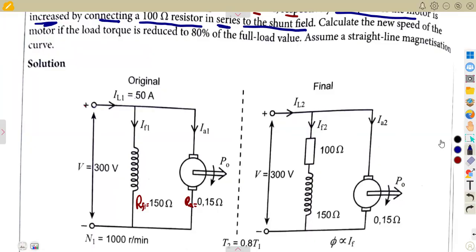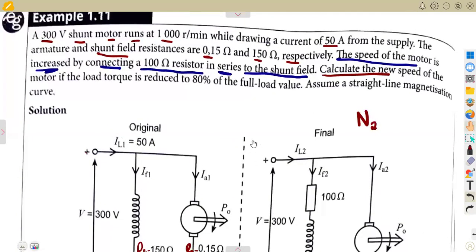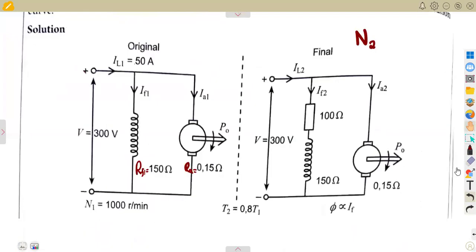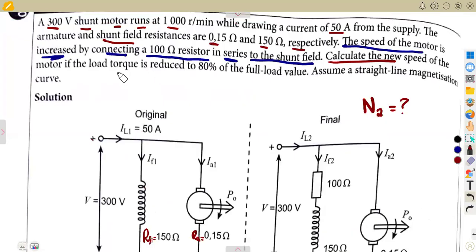All right, no problem. Let's continue because we talked about this. So the question was, calculate the new speed of the motor. We need the new speed, meaning to say of the final part. What is going to be the new speed? Remember, originally we are given the speed as 1,000 revolutions per minute. But the final speed, we do not know. Okay, let us continue.